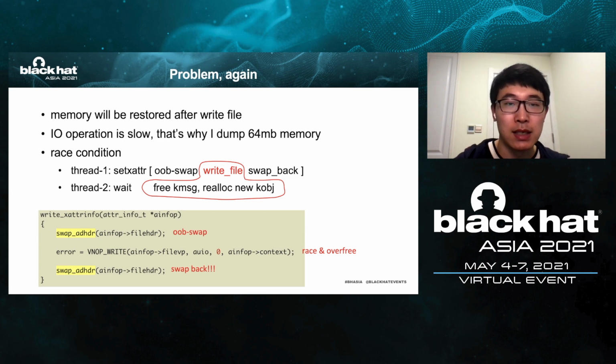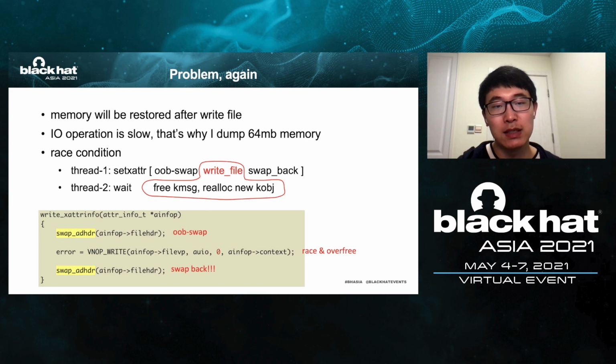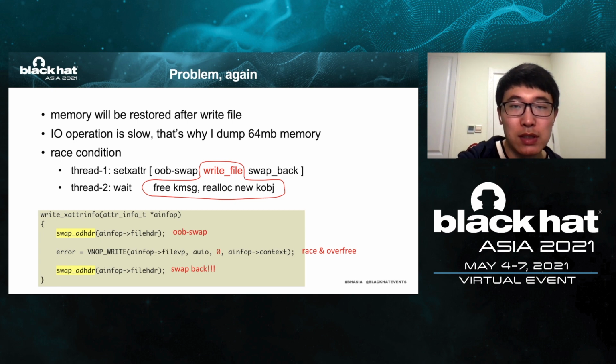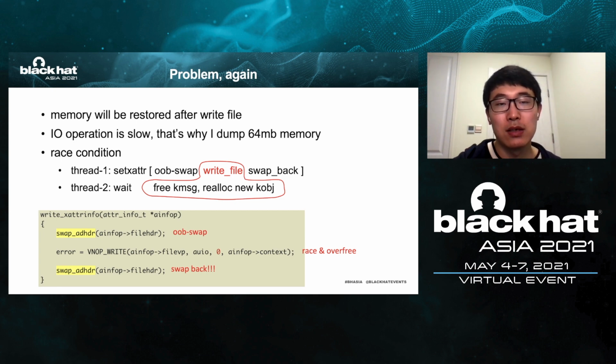Let's create 2 threads. The first thread performs the set xctr and OOB swap things, and the second thread waits for the right moment and destroys the key message, i.e. triggers overfree. It must be done during the write file stage. There is a problem here. We have no way to detect when OOB swap has occurred and when it ends, so it is not easy to determine when to destroy the key message. A syscall usually costs only a few microseconds, so the suitable time window is very small.